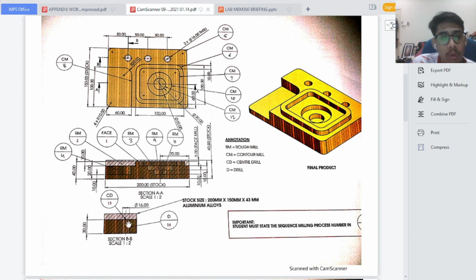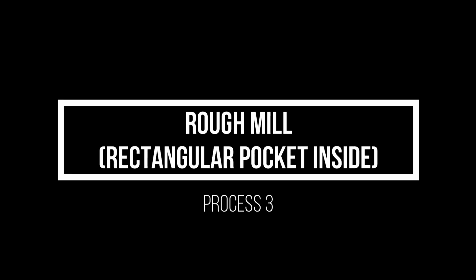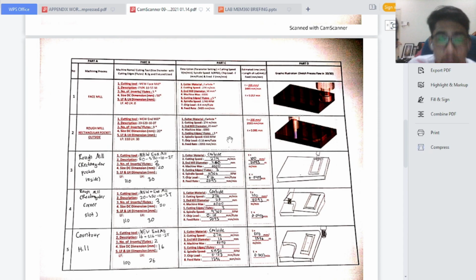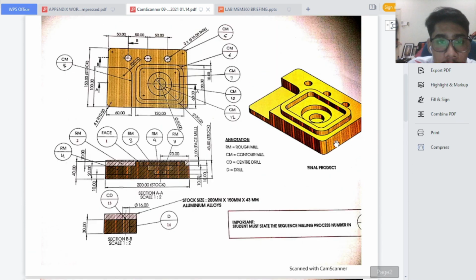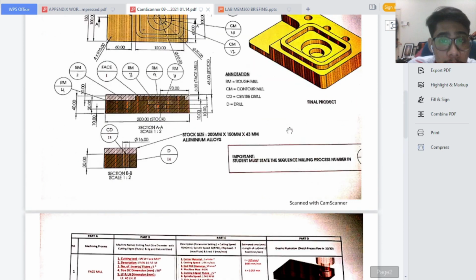Before we go to the last process, which is the drill hole, for this lab there are 14 processes. I will explain one process, which I will choose: the rough mill rectangular pocket inside, which is at this side, at the inside of the product.